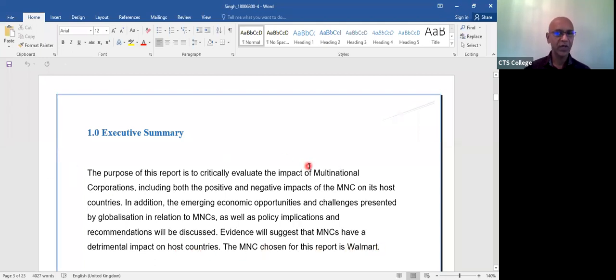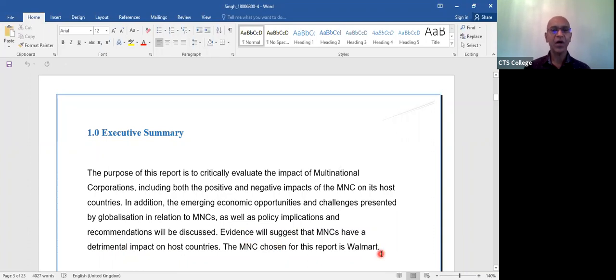So let's say what is good, what is not so good, and what could be improved. What is good is that this executive summary gives a clear overview of all of the sections of the report that will be discussed. It's like a preview for what the reader can expect. The executive summary is also good because the student tells the reader the position that will be taken. So the student says, evidence will suggest that MNCs have a predominantly negative impact. This executive summary is also good because it identifies the MNC for discussion.